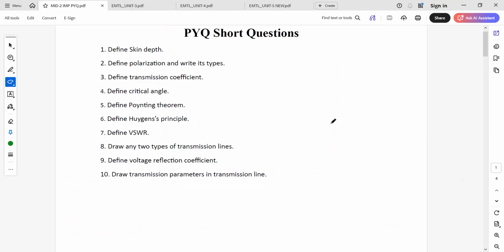Next we have define VSWR. What is the VSWR? What is the full form also? That also we need to know. That is the voltage standing wave ratio. Now we'll define it. Simply writing the full form, you are not going to get the marks. What is the actual expression that we need to write?